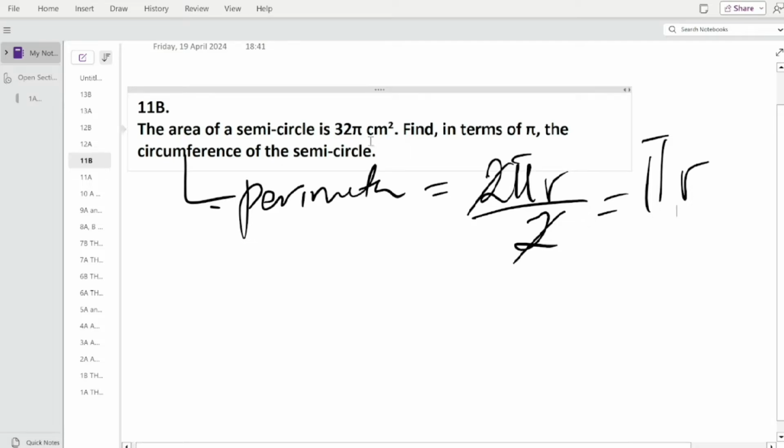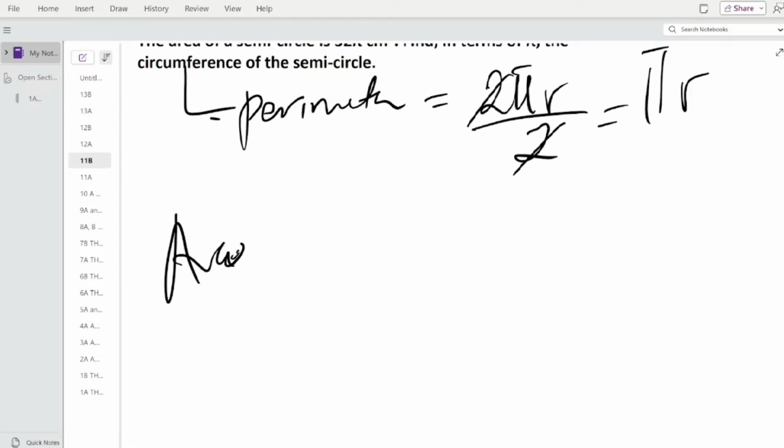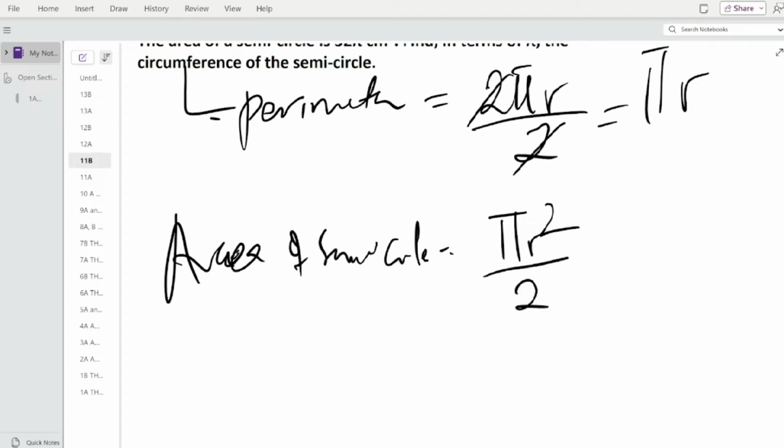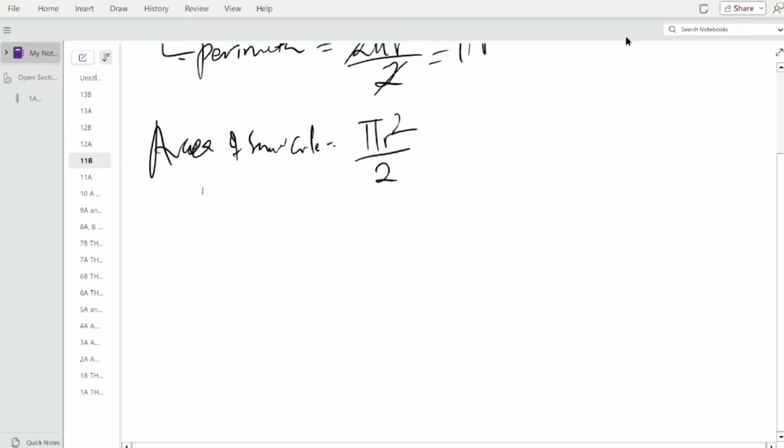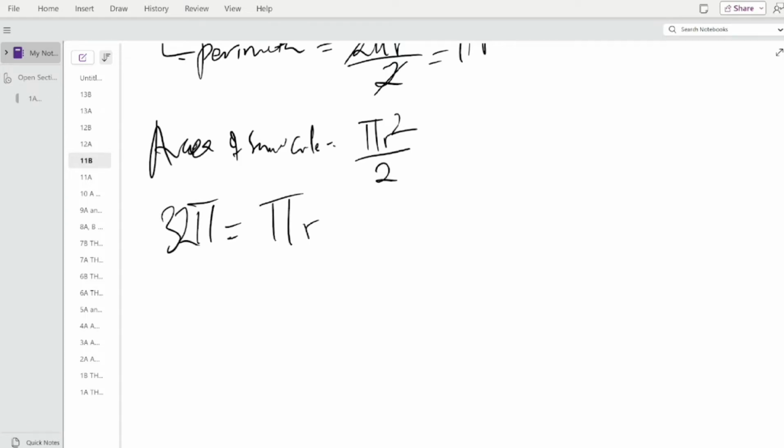And the only way we can get our radius is from this first line, which says the area of a semicircle is this. From the area of a semicircle, we can get the radius and we can use it to solve, since we just need our r to get the answer. We're not changing our pi. So let's go. Area of a semicircle is equal to pi r squared over 2, that's divided by 2. We know the area of this semicircle is 32 pi, which is equal to pi r squared over 2.